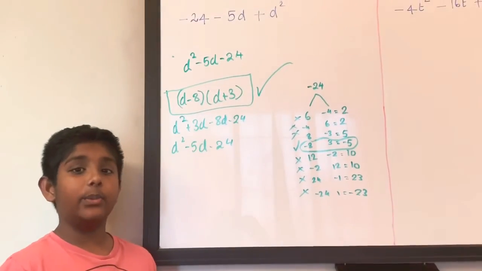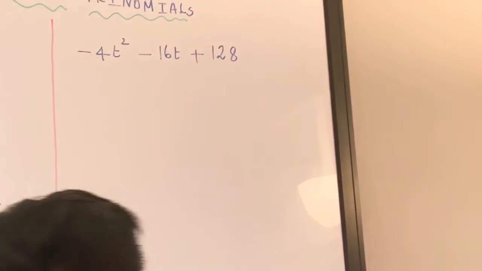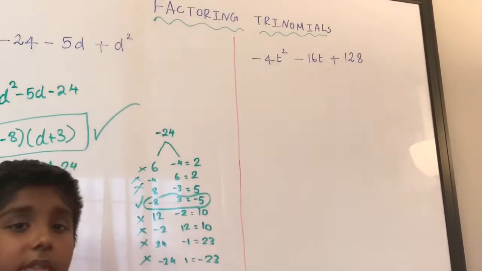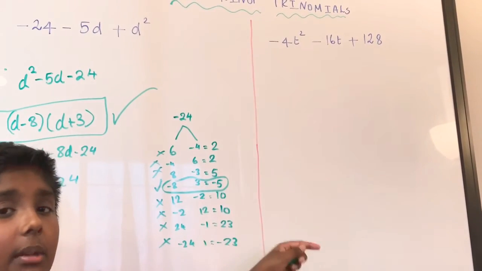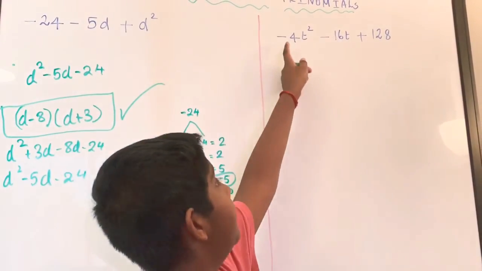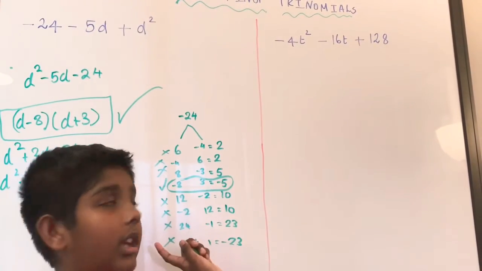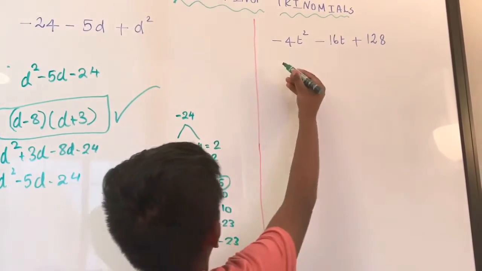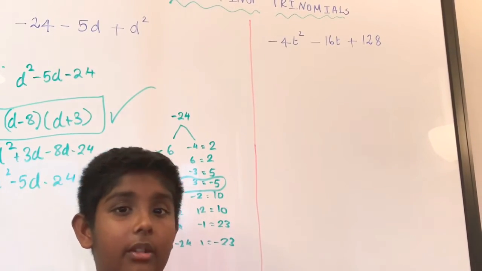Okay, now let's move on to the next question. Okay, let's see our second question. Negative 4t squared minus 16t plus 128. So in our previous question, our first term had a coefficient of 1. But in this question, our first term coefficient is 4, so that's negative 4. That's the difference between our previous question and our second question. So we have negative 4, so we have to do it in a different way. I'll teach you that way.